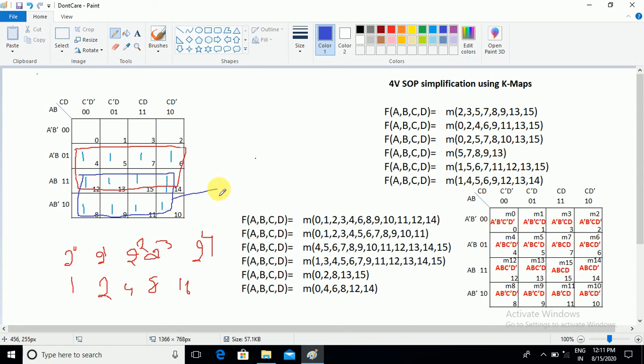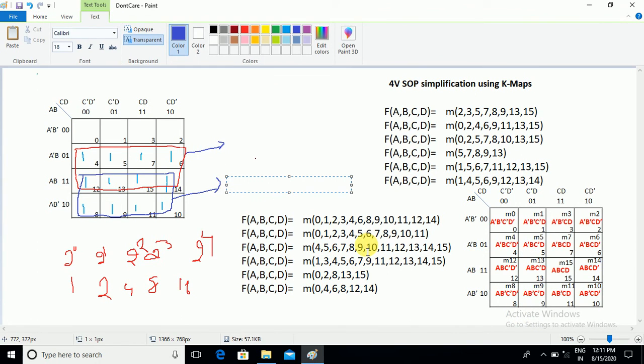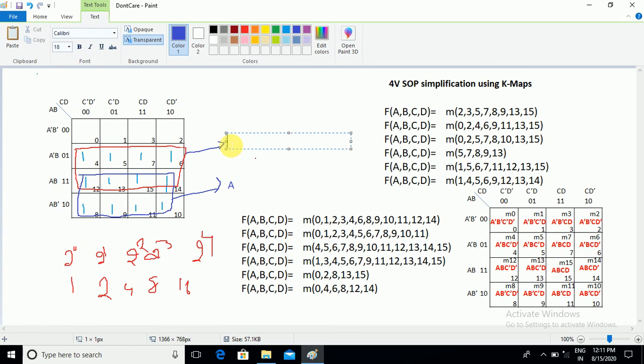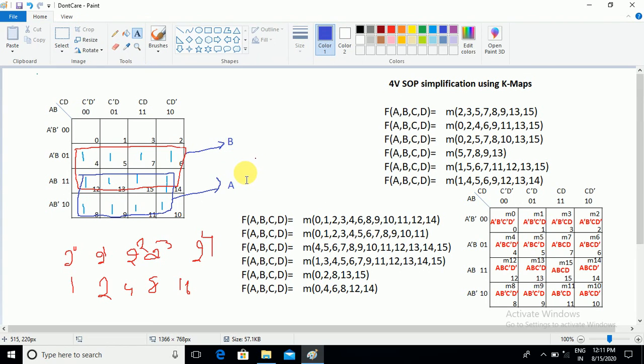For this group the answer will be A. For this group the answer will be B. Who is common in these 8 cells? A is common. And for this red color group, B is common. So A plus B becomes the answer.